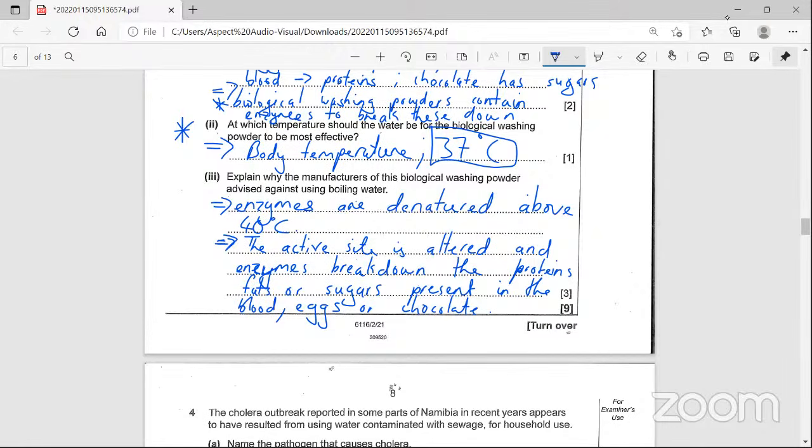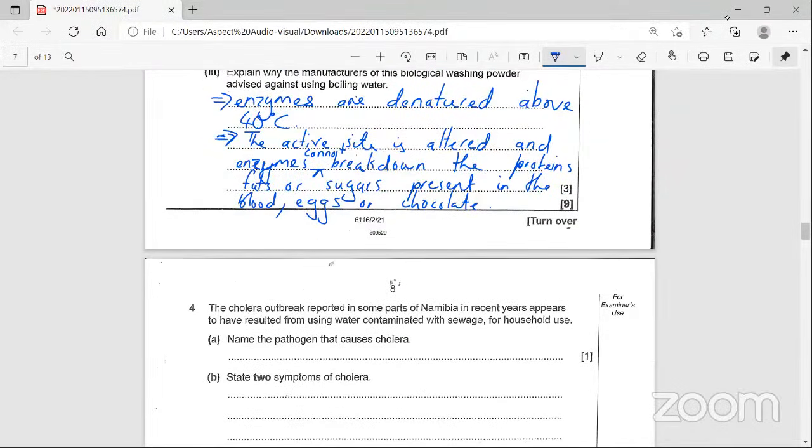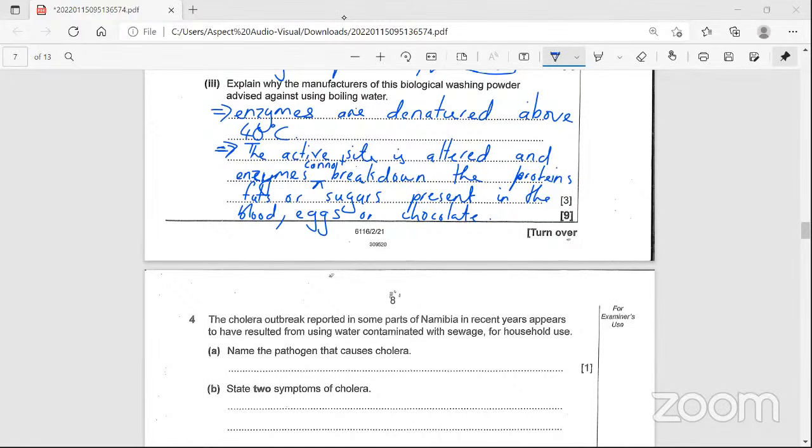The enzymes cannot break down. Are we together? Right. Are you still copying? Yes, sir. Please copy down quickly.